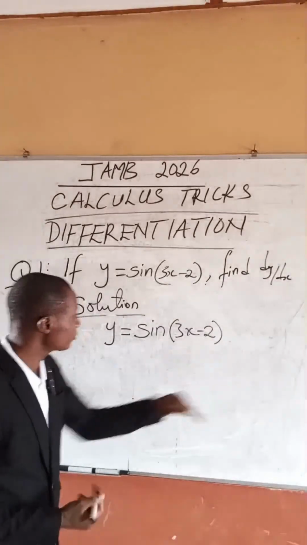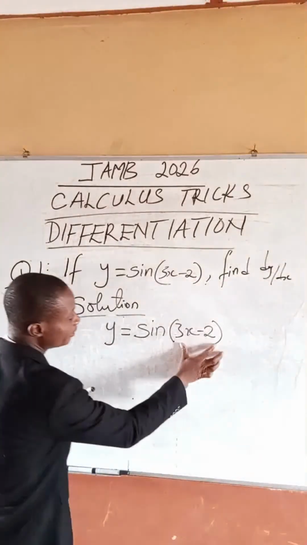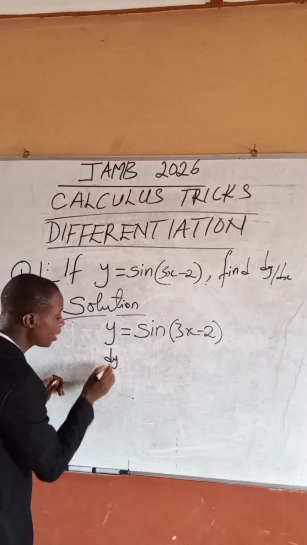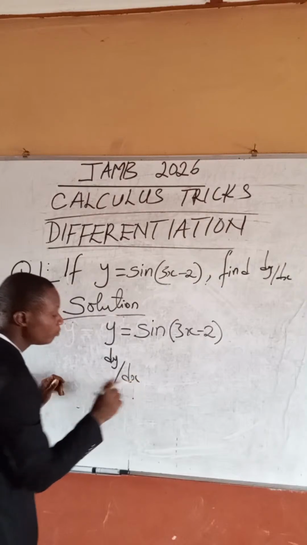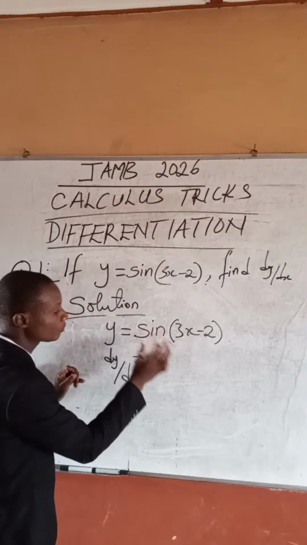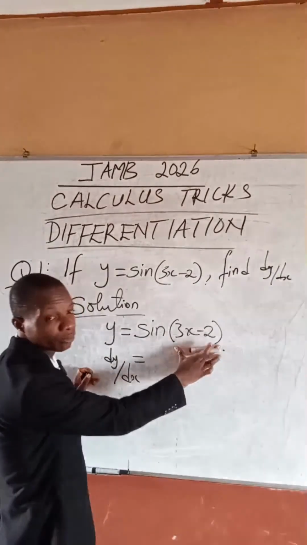So this is y equals sine 3x minus 2. So what is dy/dx? We are going to take it without breaking our bones, okay? So with sine, we are not starting from here. Remember I said we are going to start from here, right?